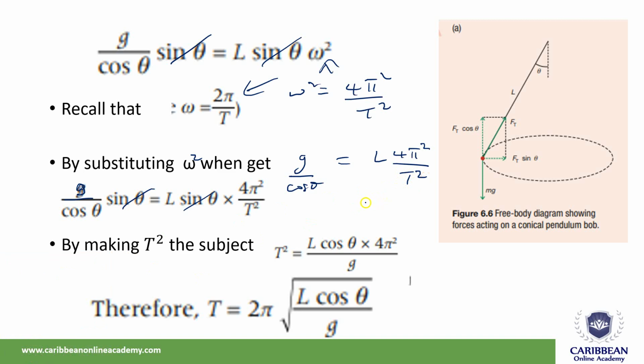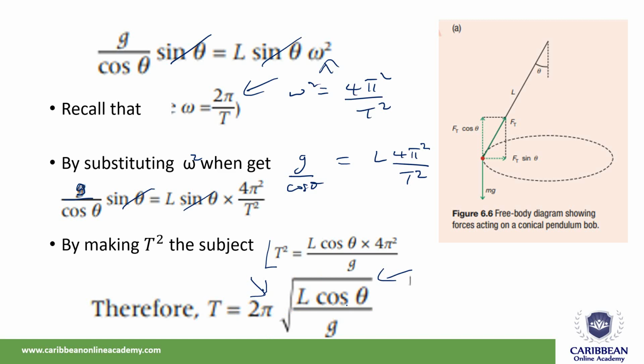If we make T squared the subject, we can get T squared to be equal to L times cos theta times 4 pi squared divided by g. And if we make T the subject, we would end up with this lovely equation. To make T the subject, you just find the square root of both sides, which is quite simple, because you want T, and T is being squared. You end up with this equation that says that the period of a conical pendulum is given to us as 2 pi times the square root of L cos theta divided by g.